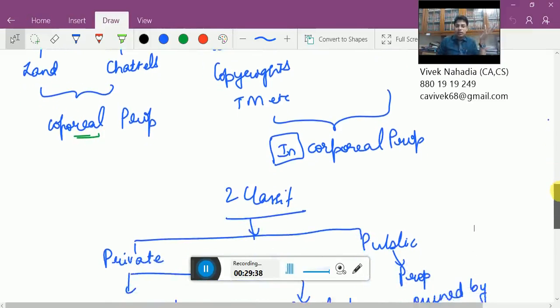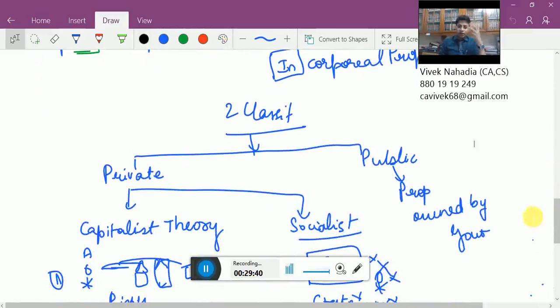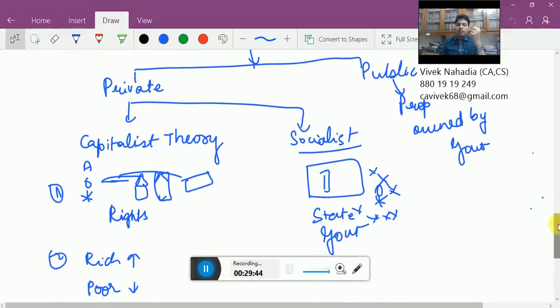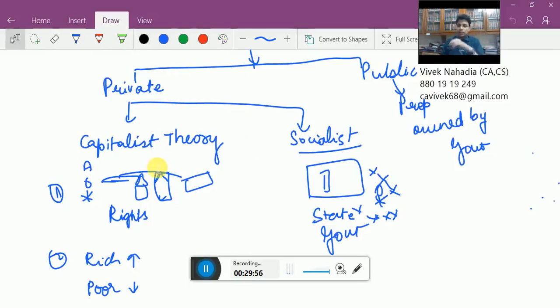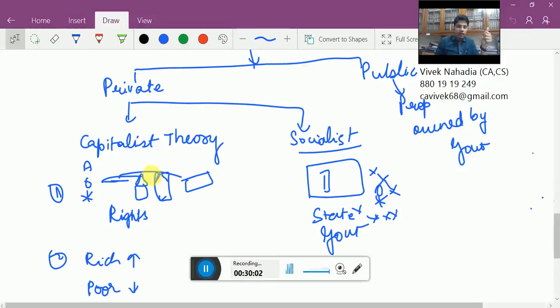Then the other two classifications are what? Private property and public property. For private property, we have talked about two theories. What are the two theories? Capitalist theory and socialist theory. Capitalist theory means that any person can own any property and the legal rights of that property. But there is a main disadvantage of this. What is that disadvantage? That the rich will become richer and the poor will remain poor.